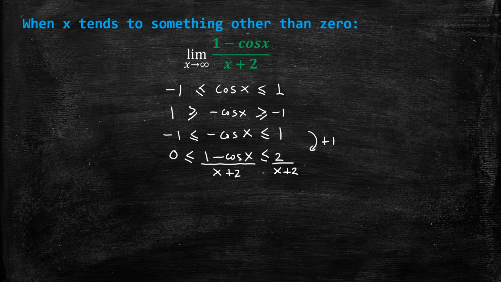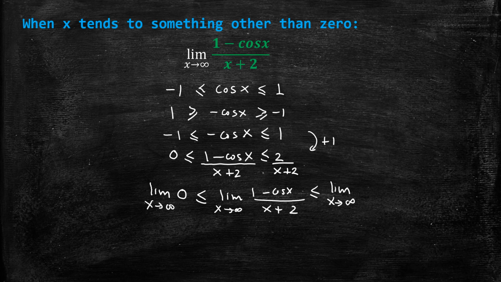Now, sometimes the squeeze theorem is formulated slightly differently. In other words, if we know that this function is hemmed in between 0 and 2 over x plus 2, then we know that the limit as x goes to infinity of 0 will have to be less than or equal to the limit as x goes to infinity of this quantity over x plus 2, which has to be less than or equal to the limit as x goes to infinity of 2 over x plus 2. So this is kind of the squeeze theorem in a slightly more efficient, condensed manner.